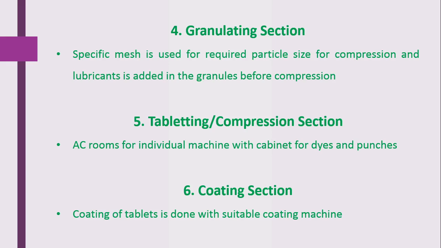The first section is the weighing section, the second is mixing, the third is the drying section, the fourth is the granulating section, the fifth is the tableting or compression section, and the last, the sixth one, is the coating section, which is required for tablet manufacturing. So these facilities are required for tablet manufacturing.